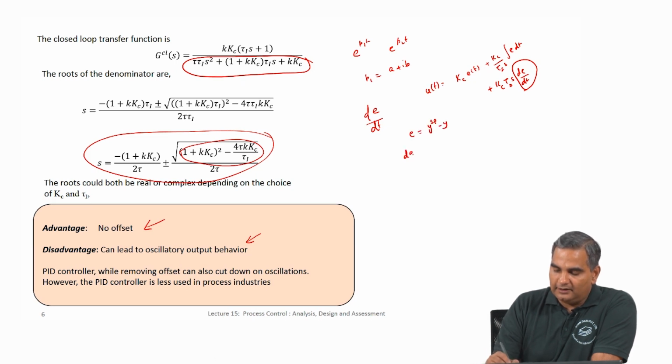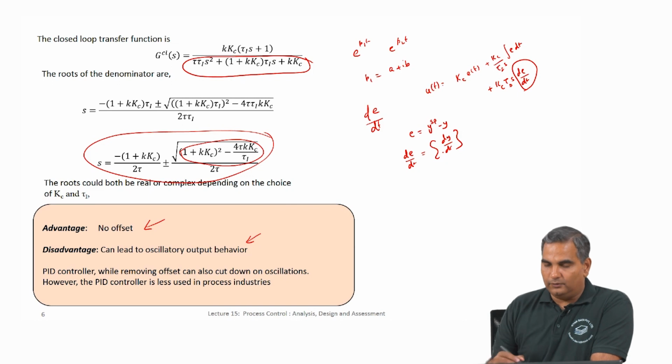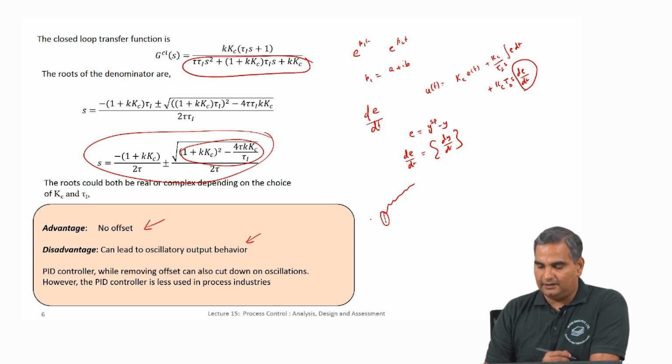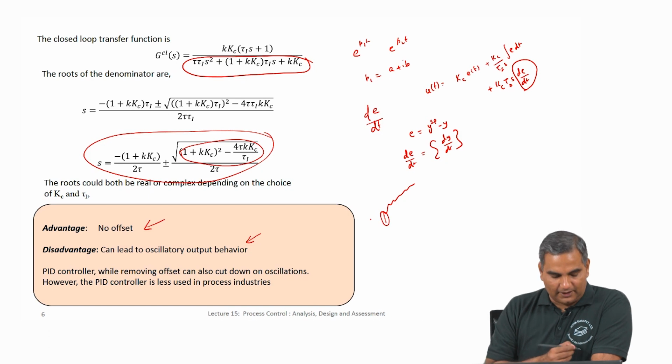So, dE/dt basically also requires you to calculate dy/dt. Now, dy/dt is basically computed by measurements, and typically whenever you have a sensor in a process industry, the measurements are likely to be noisy. So, if you have some noisy measurement like this, in these cases dE/dt might create all kinds of robustness problems. So, that is part of the reason why PID controllers are not used too much in process industry.